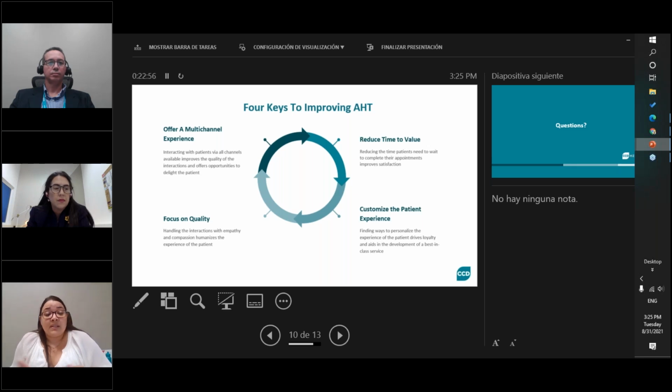And then for the center, obviously is how efficient can we be? How can we reduce cost? So leverage different channels, cross-train agents. It's definitely something to look into.